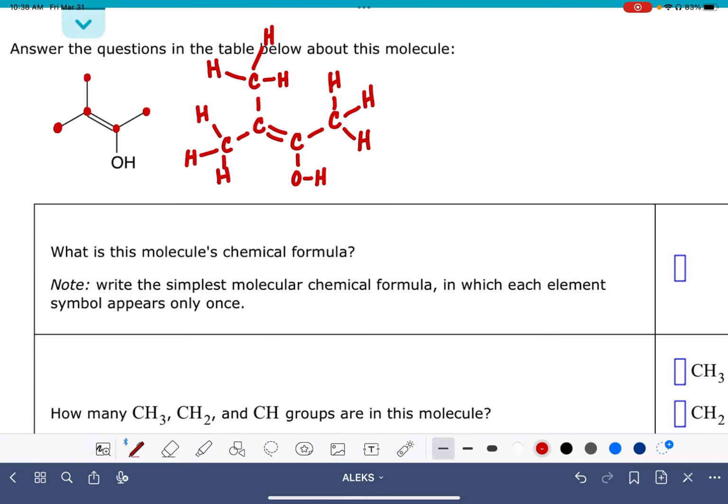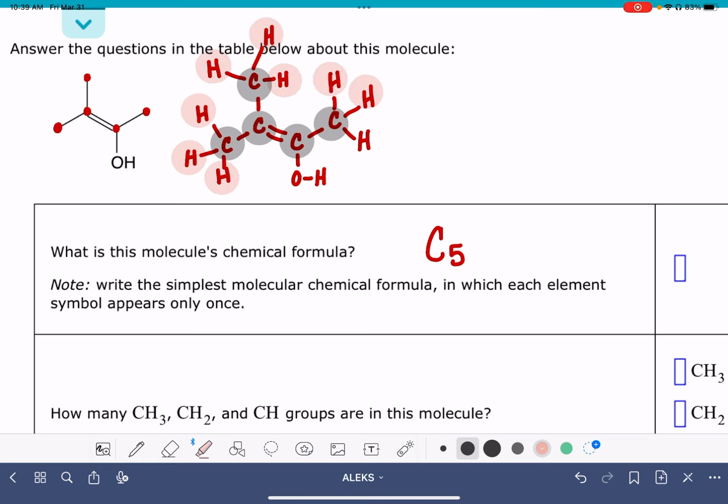What is the molecular formula? We need to count up 1, 2, 3, 4, 5 carbons. C5. Count up our oxygen atoms, or our hydrogens, we'll do that next. 1, 2, 3, 4, 5, 6, 7, 8, 9, 10. C5, H10, and 1 oxygen.